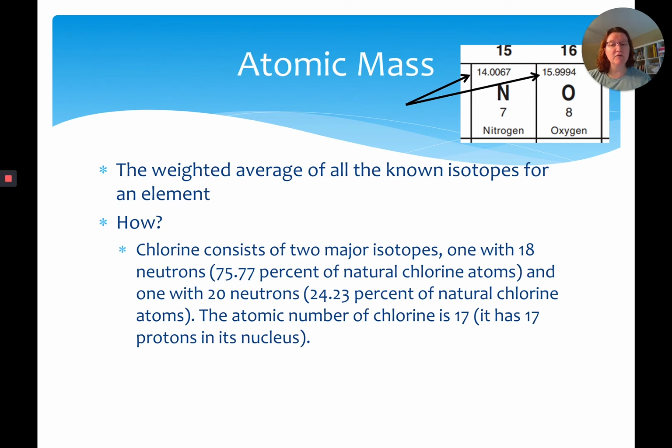Chlorine with 18 neutrons. 24.23% of them are going to be chlorine with 20 neutrons. Well, what that means is that 75% of chlorine is the lighter one. So the average mass would be closer to the lighter one. All right. Think about it this way.